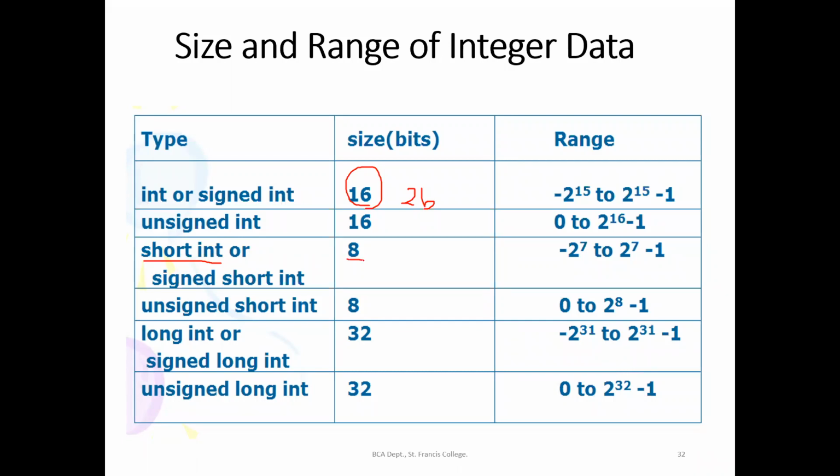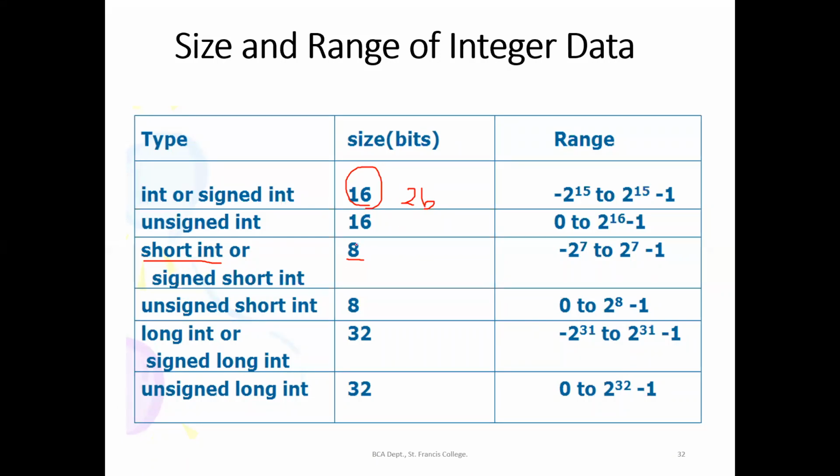What is 8 bits? How many bytes? 8 bits is 1 byte, right? So we will be allocating only 1 byte for short int. And again, short int also has signed short int and unsigned short int. Got it? And for long int, so one is short int.